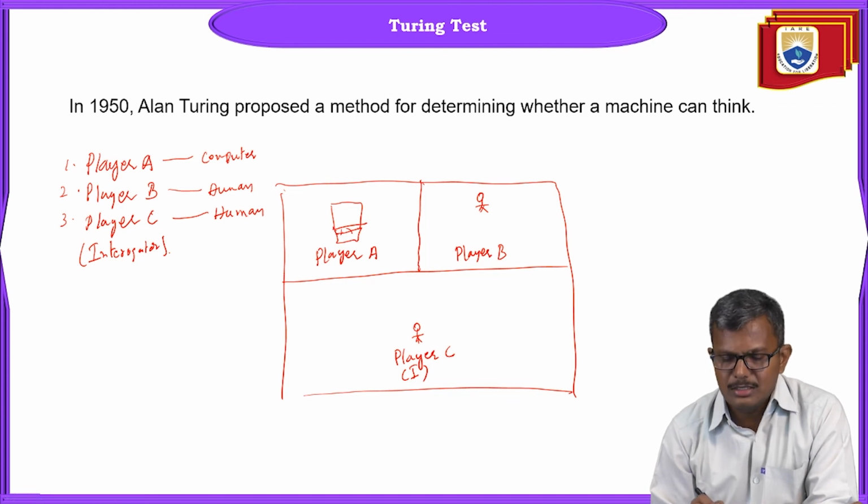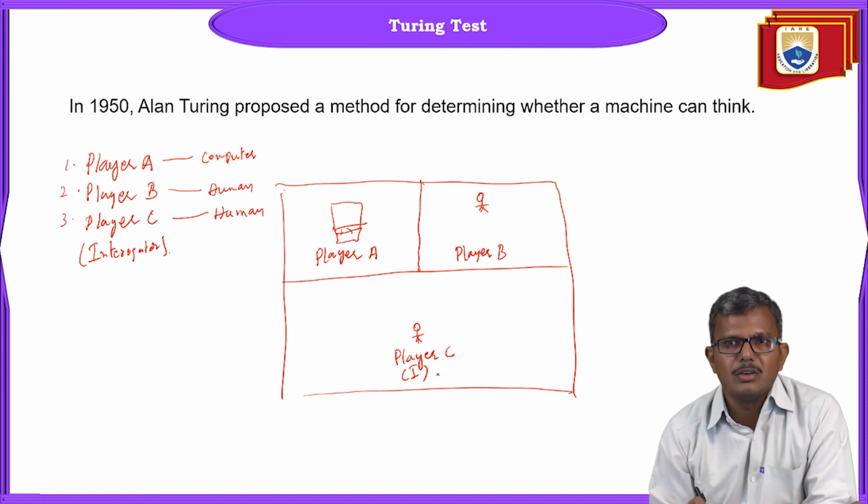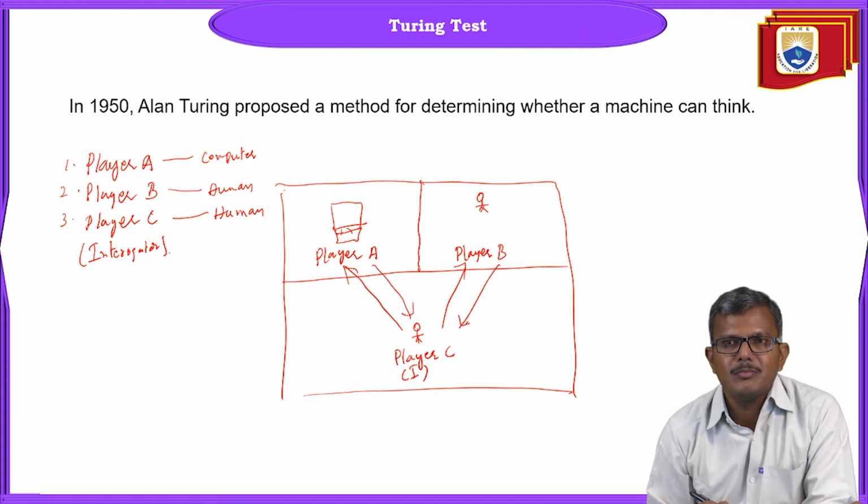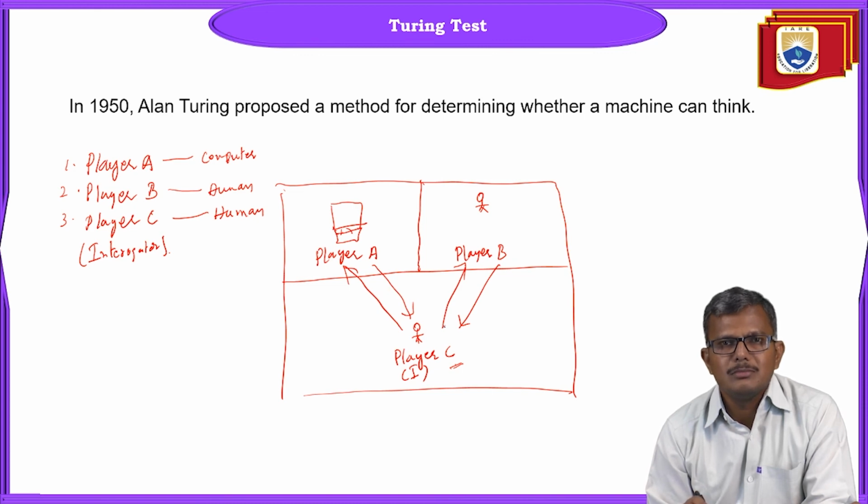So what is this task? Some questions are given to this interrogator. This interrogator is going to ask the questions simultaneously to player A and player B, and he will try to get some answers from both of the players. But player C knows that two other people are involved, player A and player B, but this interrogator does not know that player A is a computer and player B is a human.